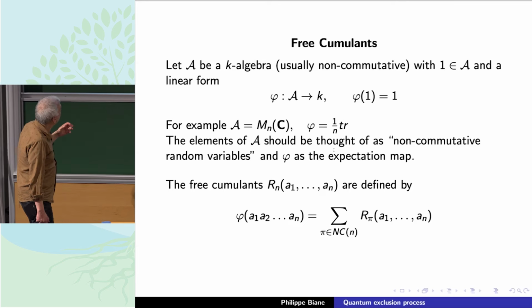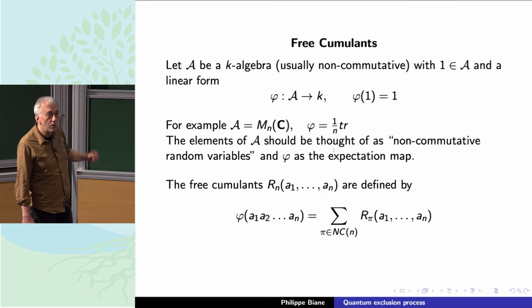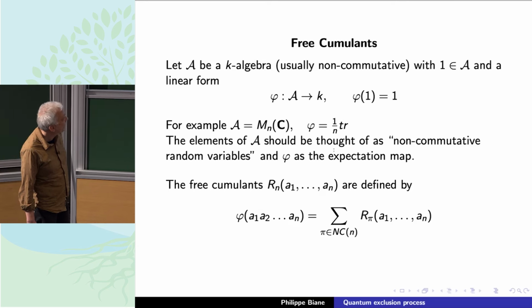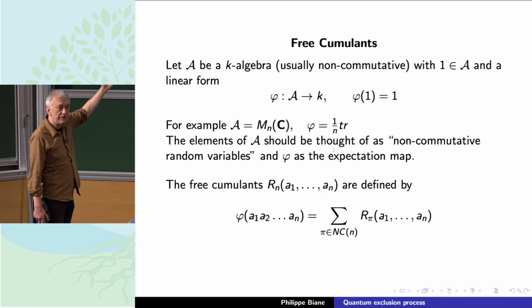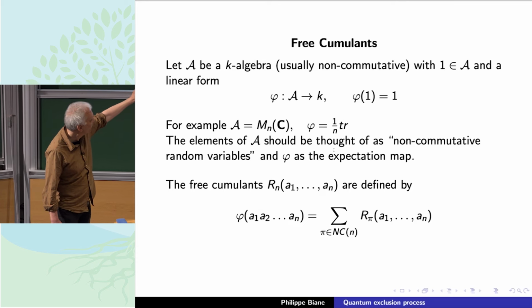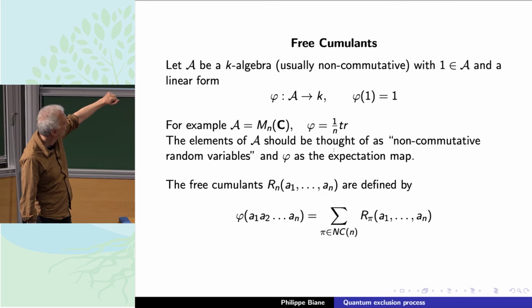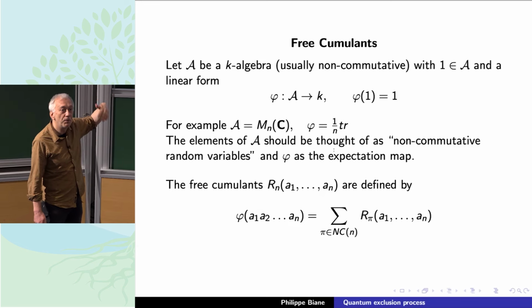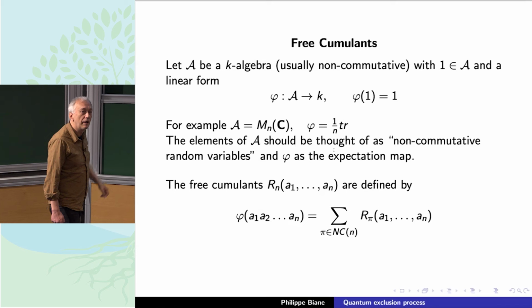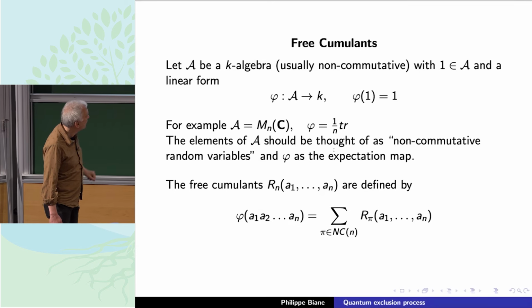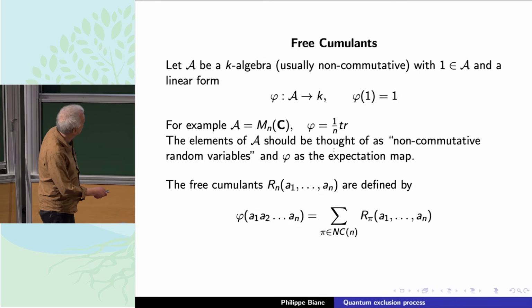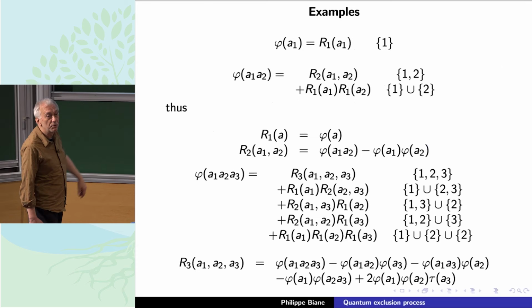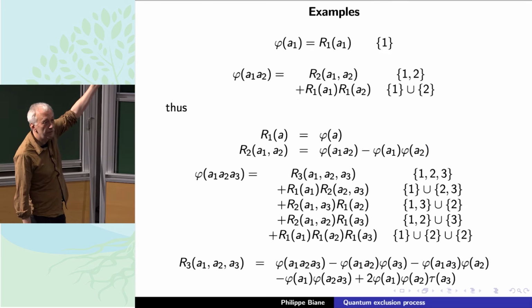So I look at phi of a product of elements A1, A2, ..., An, and this is equal to the sum over all non-crossing partitions pi of R pi. R pi is defined in terms of, I mean, it will be easier to understand with the formulas for small n. R pi evaluated on A1, ..., An is a product over all the parts of the partition of R evaluated on the elements in that part. So maybe some examples.